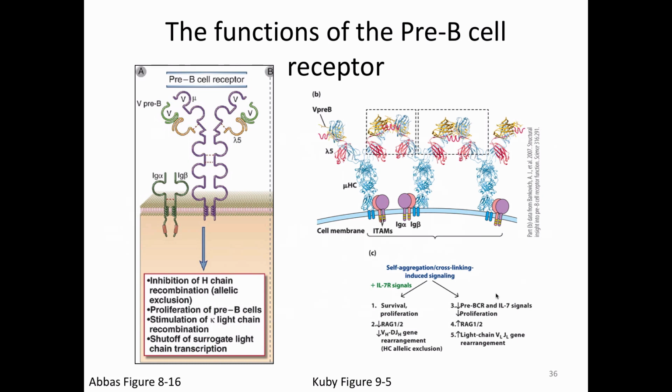And as soon as that heavy chain goes up on the surface, it stops the other one from being able to do its V to D to J. The signal that comes through this receptor inhibits further ability to recombine at the heavy chain locus. So one chromosome gets to complete VDJ, the other one is excluded.